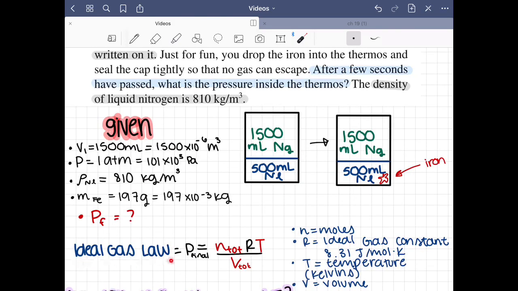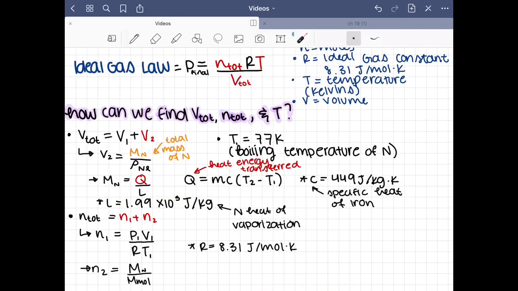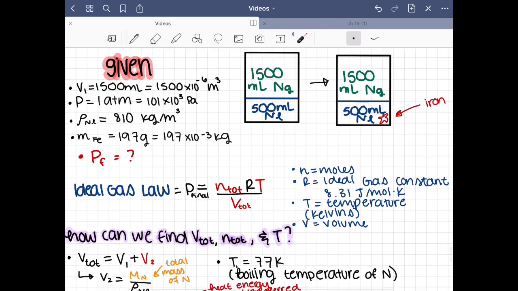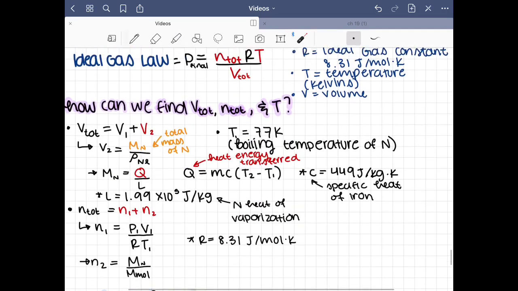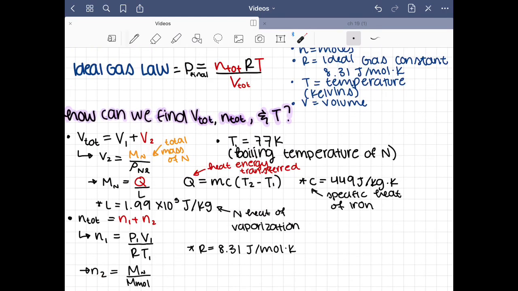So to solve, we could use the ideal gas law, and we would need to find what the total number of moles is, what the temperature is, and what the total volume is. So how can we find the variables that we're missing in order to be able to use the ideal gas law equation? To find the total volume, we could say that the total volume is going to be equal to the initial volume plus the final volume. We were given the initial volume, but we don't have what the final volume is.